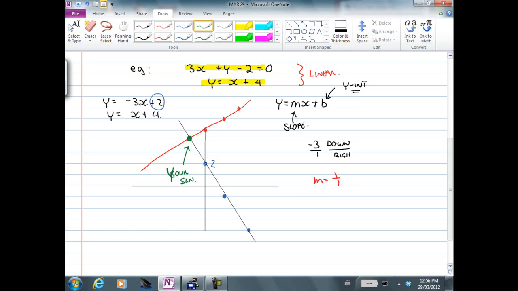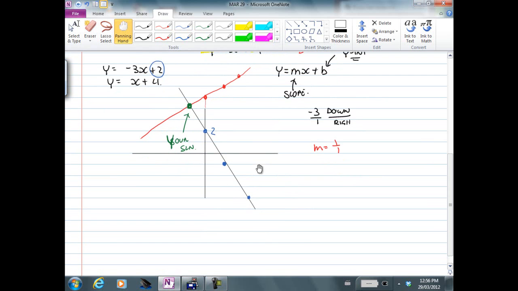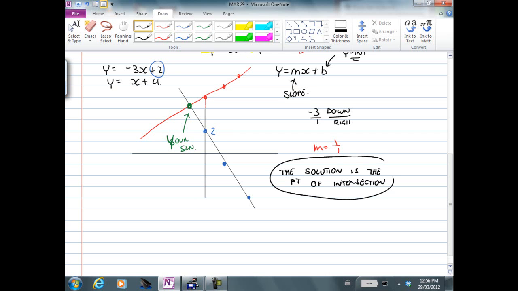Solution. Whatever that intersection point is, that's your solution. I'm going to play the guessing game that looks like maybe it's around negative something and 3. So what this question is asking you is, the solution is the point of intersection. That's our solution. Okay, that's what it means. The solution is a point.